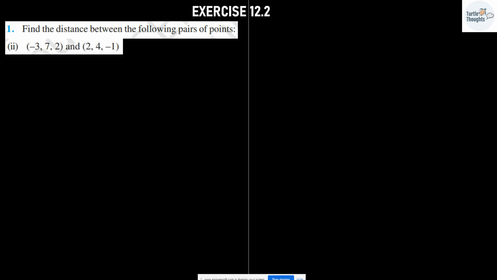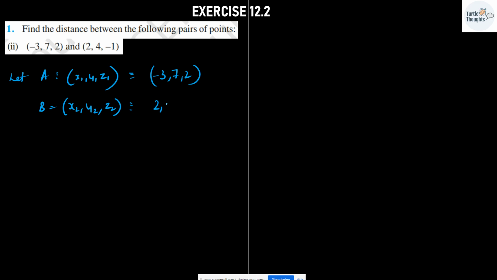Let me consider the second question. Minus 3, 7, 2 and 2, 4, minus 1. Again, you can take the points to be A and B. Let A be x1 comma y1 comma z1. Let B be x2 comma y2 comma z2. You can take A as minus 3 comma 7 comma 2, and you can take your B as 2 comma 4 comma minus 1.